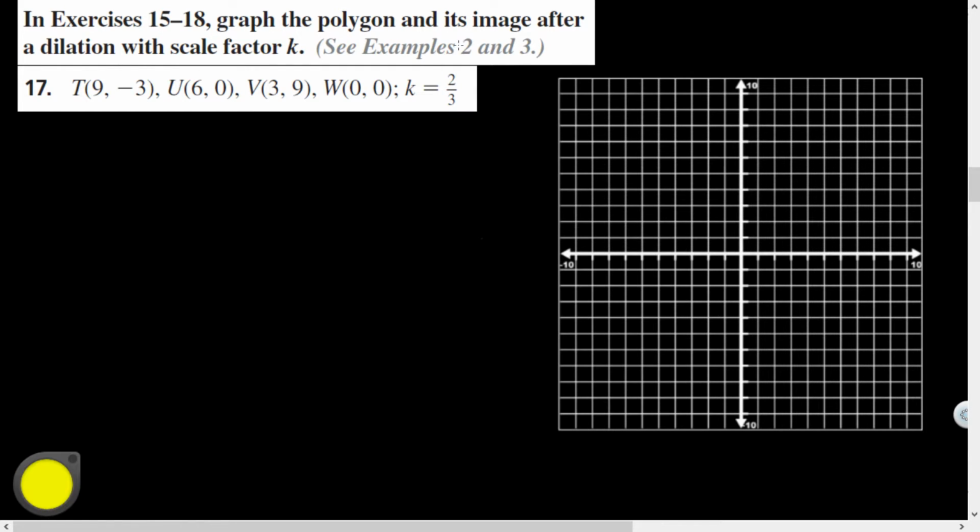It says, graph the polygon and its image after a dilation of scale factor k. All right, let's graph the original 9, -3. So over 9, down 3. Right there. So there's my T. You are at 6, 0, U right there. V is at 3, 9, over 3, up 9. Right there. Man, this is going to be a weird skinny shape. And then 0, 0.